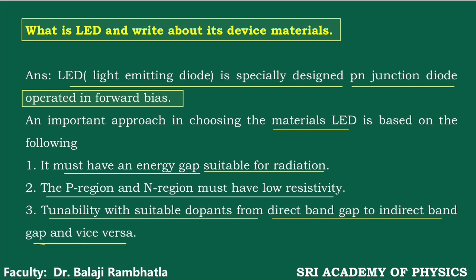What is meant by this tunability? Actually, the wavelength lambda is equal to 12,400 divided by the energy gap in electron volts, and the answer you get directly is in angstroms. From this equation it is clear that the emitted wavelength from the LED source depends upon the energy gap. Whenever the energy gap changes, accordingly the wavelength value also changes. So whenever we tune the energy gap, the emitted wavelength also changes.